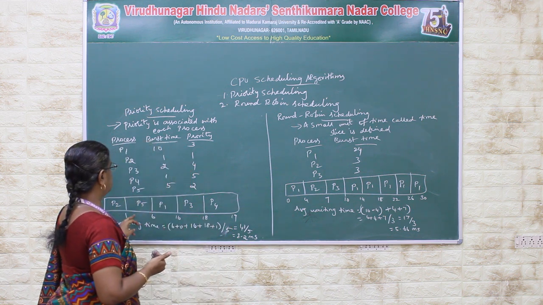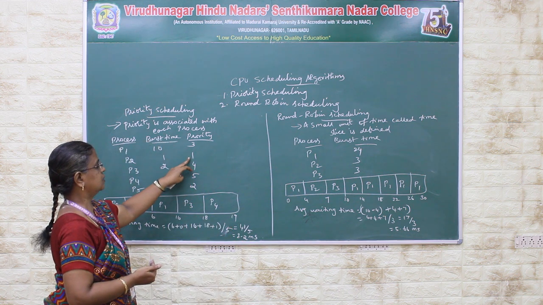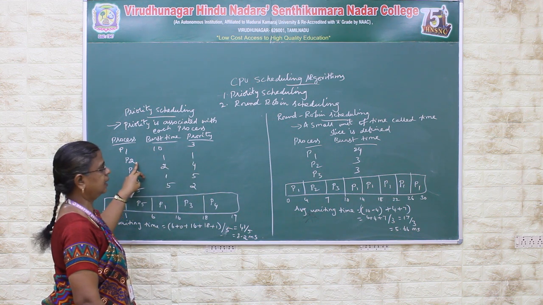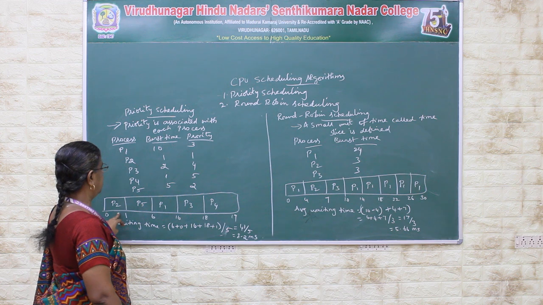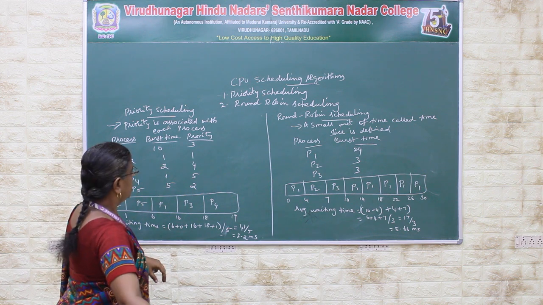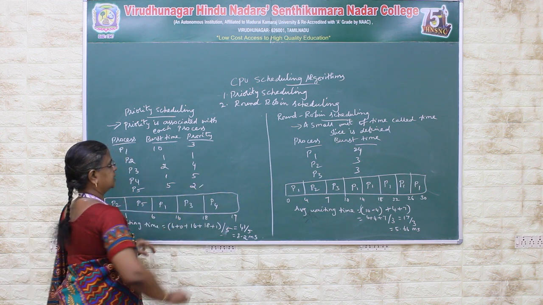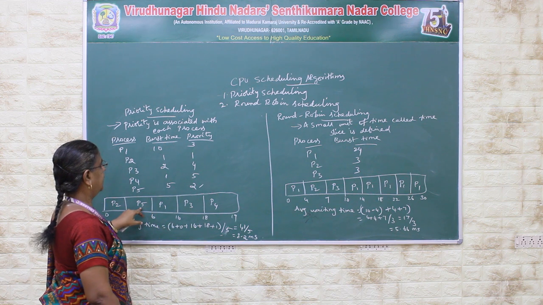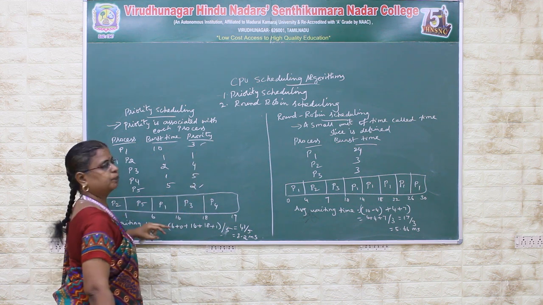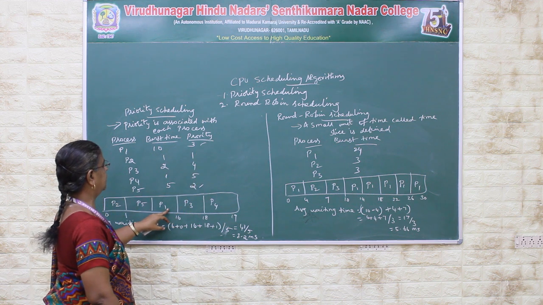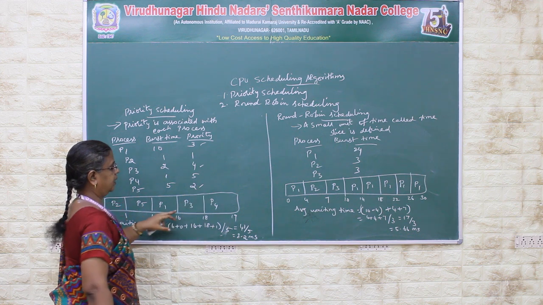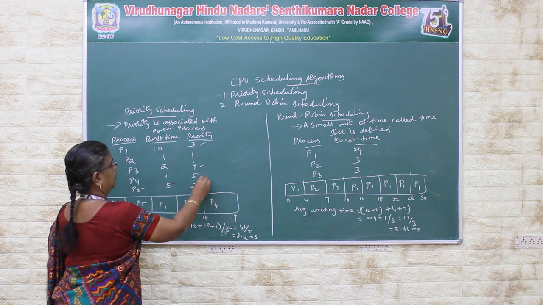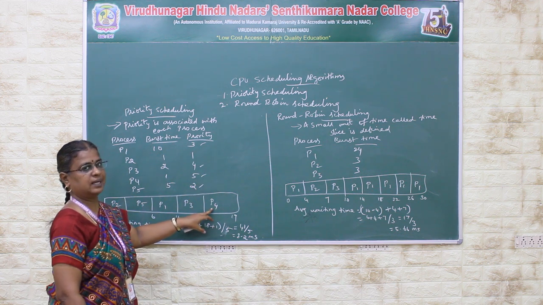And let us see the Gantt chart. The highest priority is the first one, the P2 process. So P2 will be executed first, and next P5 has the second priority, so P5 is executed. Next P1 has the third priority, so P1 is executed, and P3 has the next priority, so P3 is executed. And finally P4 has the last priority, so P4 is executed.